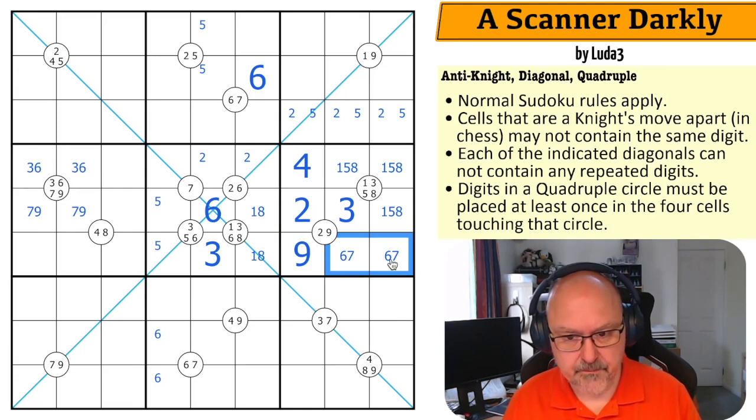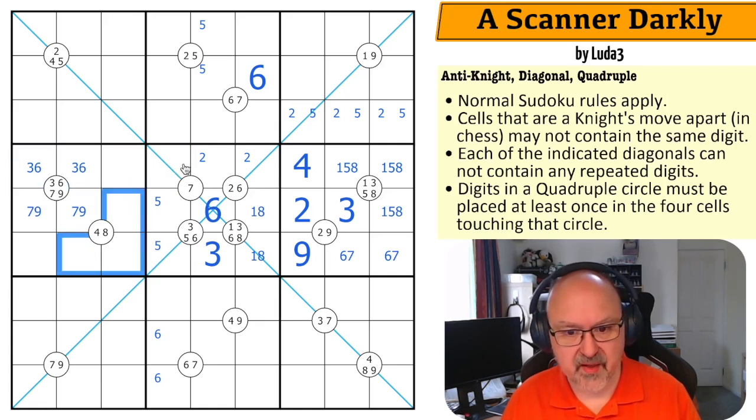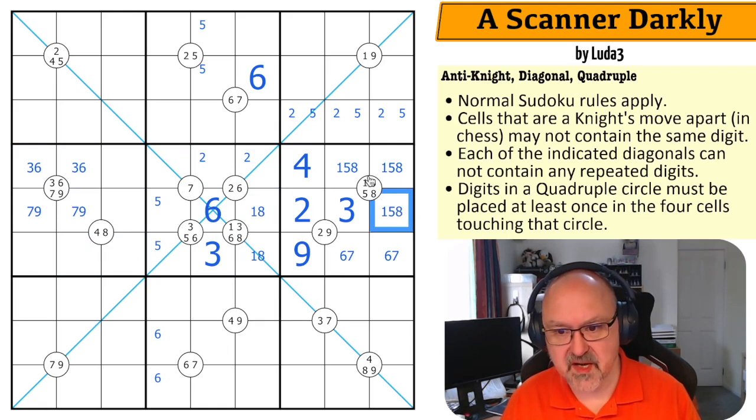Right, 8 is in one of those 3. So 8 can't be up here because of this quadruple. 8 can't be up here because of this quadruple. This can't be the 8. The 8 has to be in one of those two.